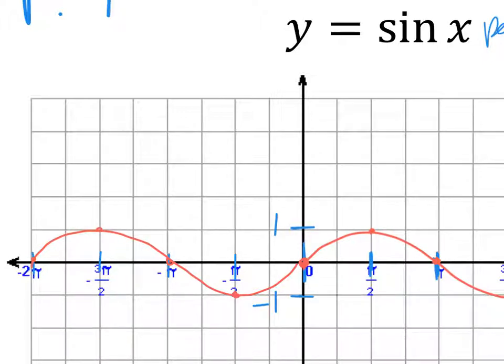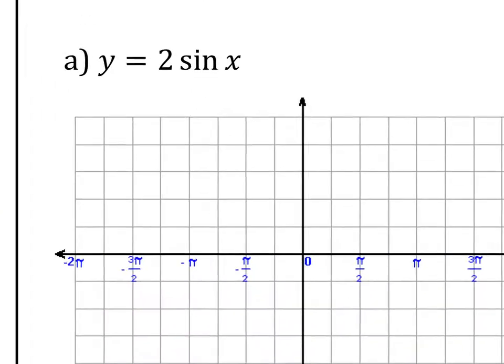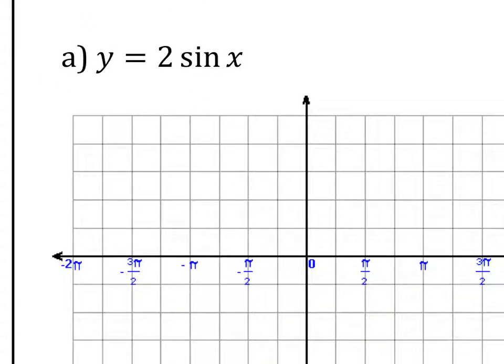All right, let's practice sine first. Let's go down to here. So easy one, 2 sine x. It's pretty much exactly the same, except it's going to go up to 2 and down to -2. So try that.